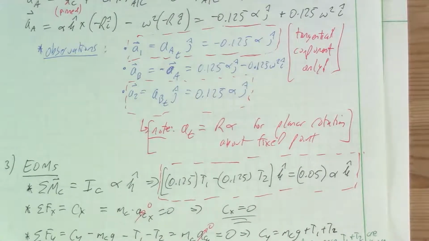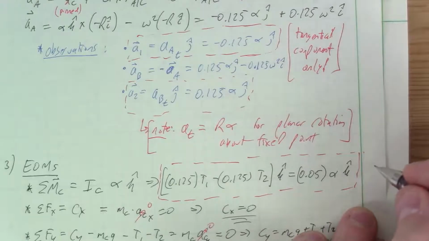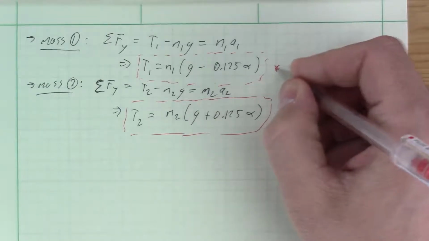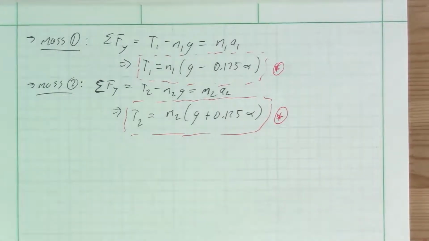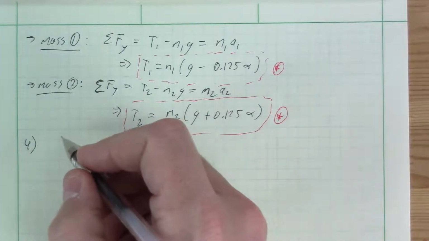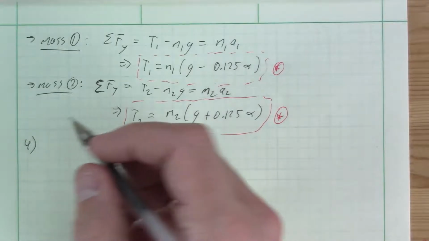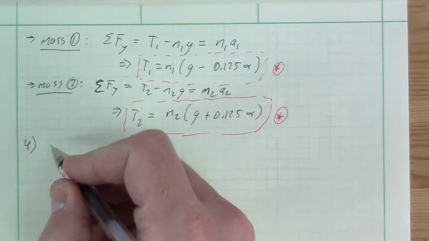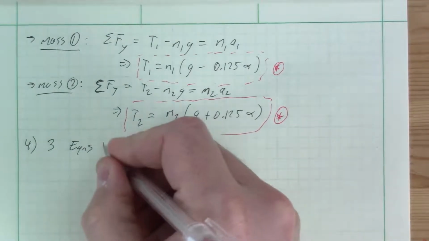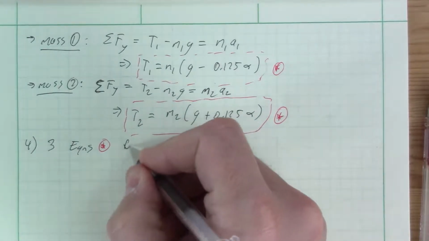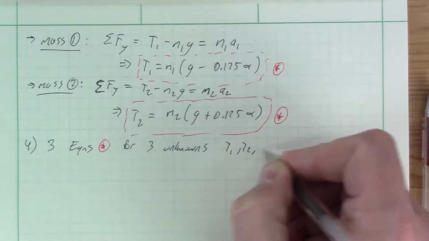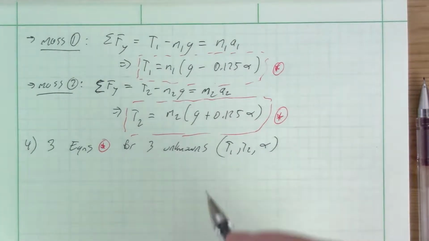We now have three equations, three unknowns, and so let's star these. We have that one, this one, and that one. Those are going to be the ones that we now use to solve. So it's time to move on to step 4, which I think was solve for unknowns in our general procedure that we started this lecture video with. So three equations that I put a star around for three unknowns, T1, T2, and alpha. Okay, so let's solve them.